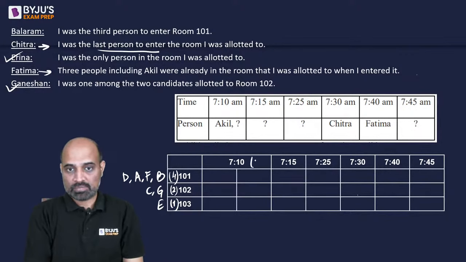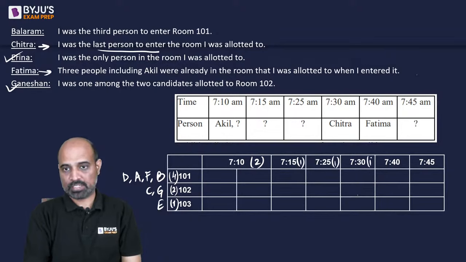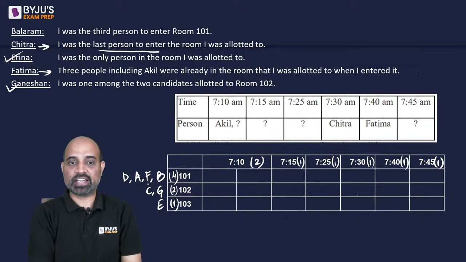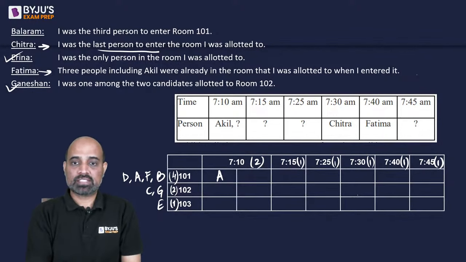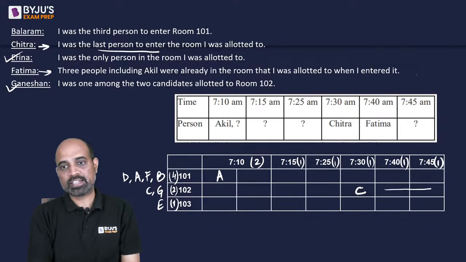Now, there are 2 people who arrived at 7:10, and 1 person at every other timing. Out of which, we know that Akhil entered at 7:10, so Akhil is at the 7:10 time. Okay. Next, Chitra at 7:30. Since Chitra is at 7:30, Chitra is from room number 102. So this is where Chitra will go. And obviously, Chitra is the last person, which means nobody else entered after her. Fatima is the last person in room number 101. So Fatima enters, and nobody entered after her.